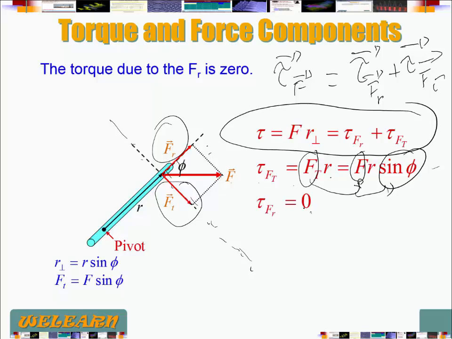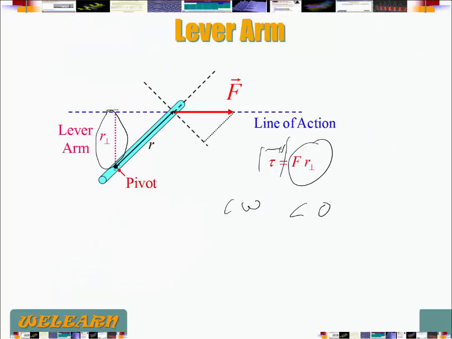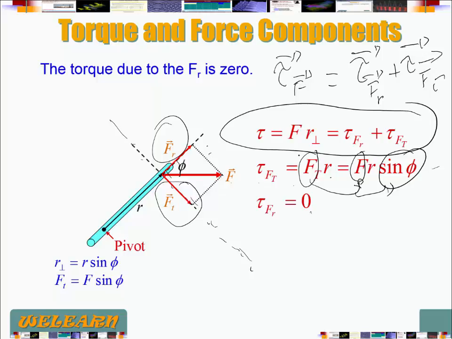Now, if we go back and look at this, if this angle is phi, this angle is phi, you notice that R perpendicular is actually equal to R sine of phi. And if we replace it here, we get the same equation as what we had in here, F R sine phi, for the overall torque.